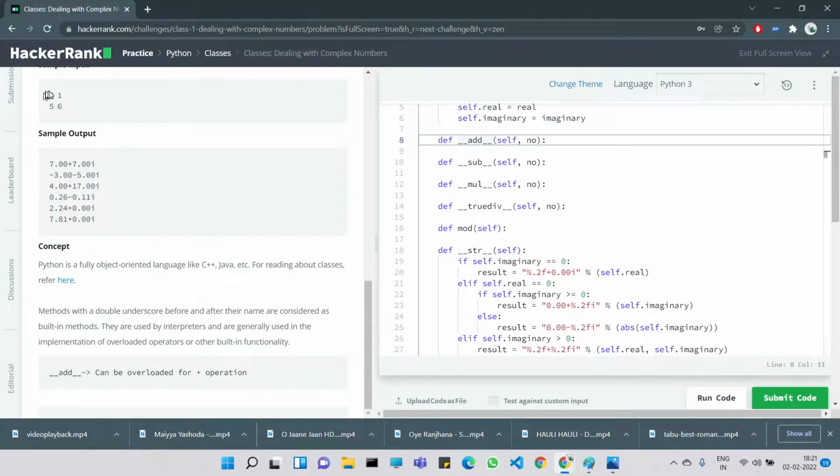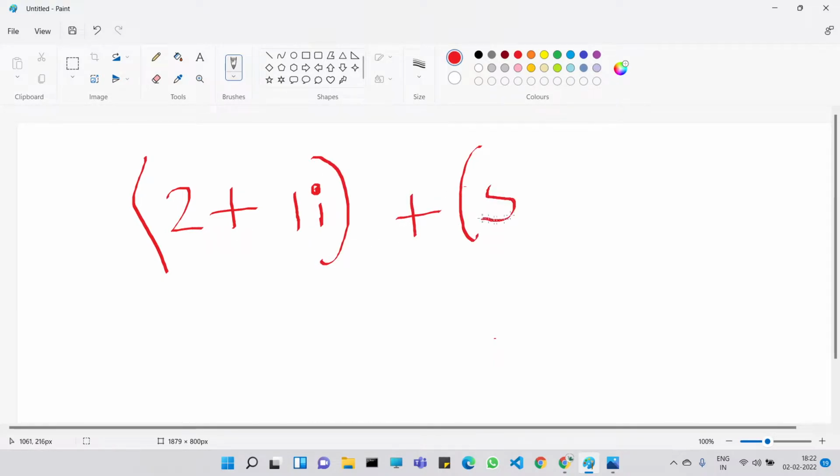Let's rub it out. So here we have the test case 2 1 5 6. That's going to be 2 plus 1i. This is the first complex number, and this should be added with 5 plus 6i.